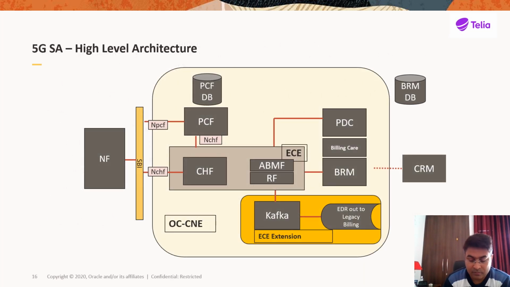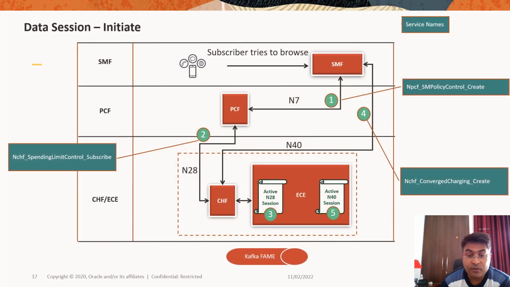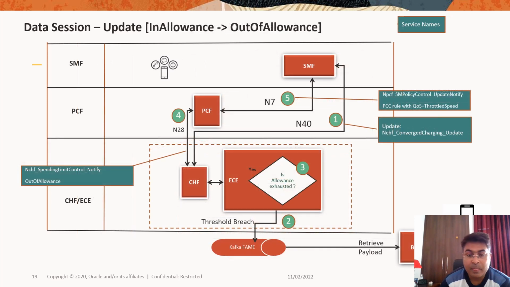Now this is the basic high-level architecture for the 5G standalone. This is for the data session initiate. This is for the update and termination in allowance, and when it will go from in allowance to out of allowance.